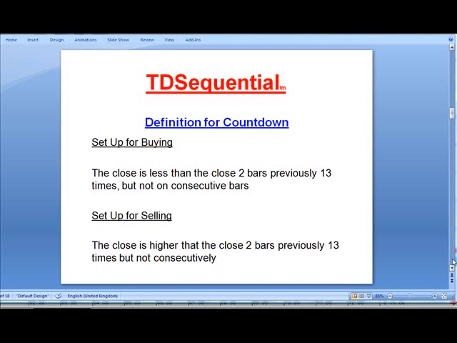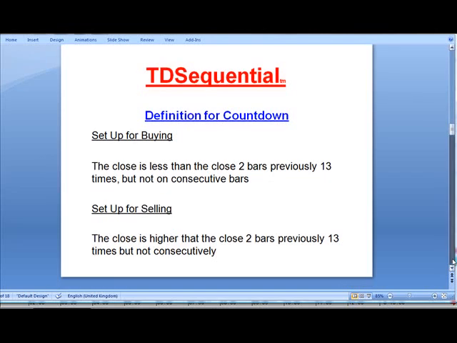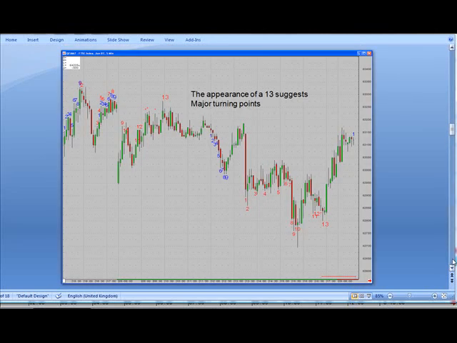Now we have, after a setup, the definition for countdown, and what this says is that the close has to be less than the close 2 bars previously, and this has to happen 13 times, but not on a consecutive basis. And once this has happened, then we are looking for a potential of a change in trend. So we have a blue 9, and then another process begins, and then we end up with a red 13. Now it says that we're looking for the change.